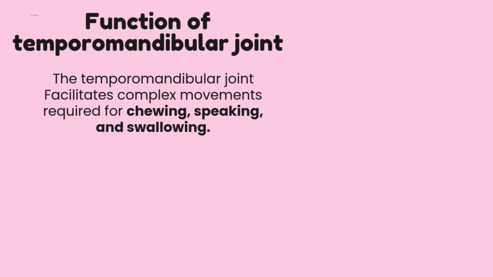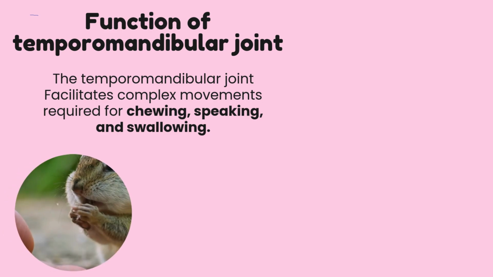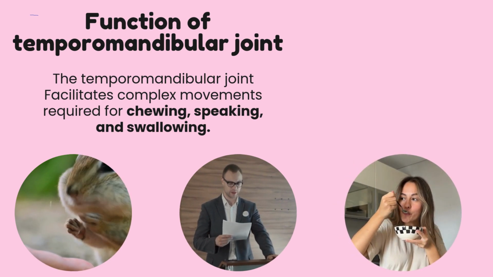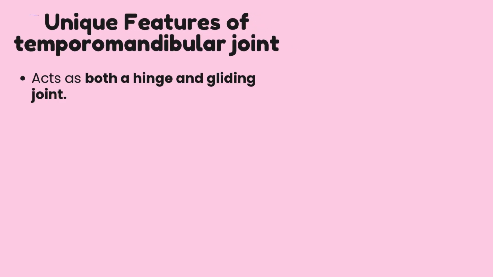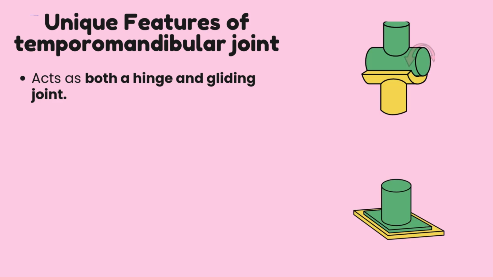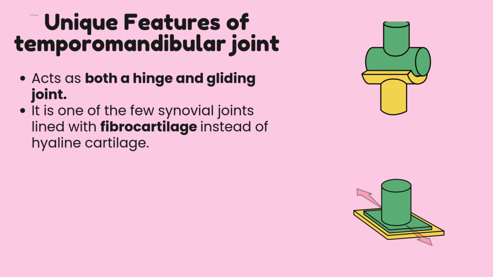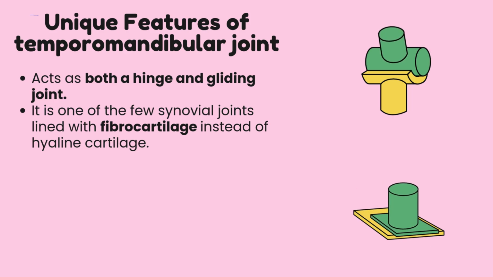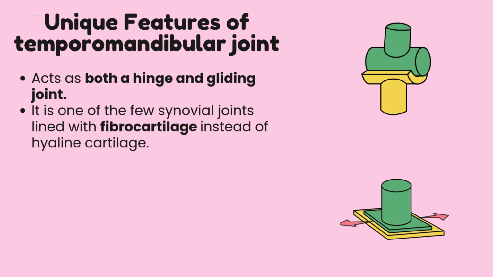What is the function of the temporomandibular joint? The temporomandibular joint facilitates complex movements required for chewing, speaking, and swallowing. What are the unique features of the temporomandibular joint? It acts as both a hinge joint and a gliding joint. It is one of the few synovial joints lined with fibrocartilage instead of hyaline cartilage.